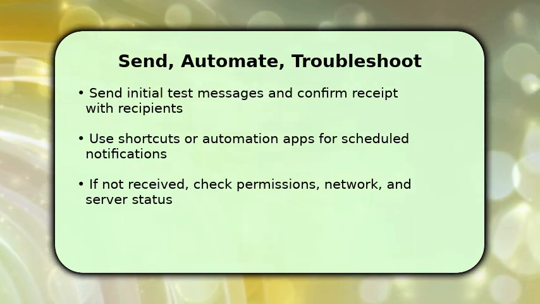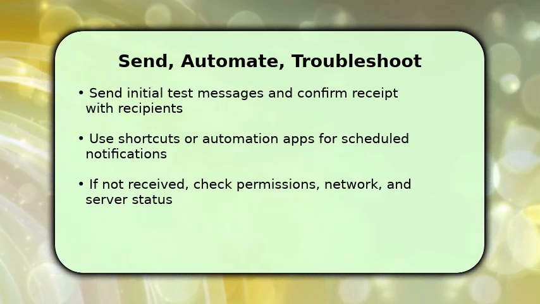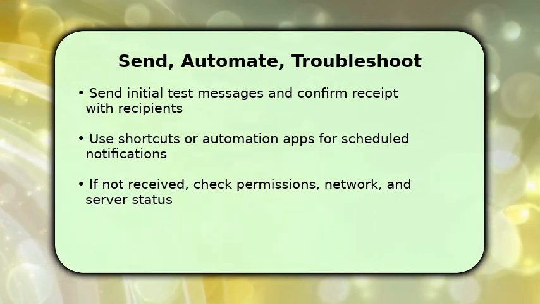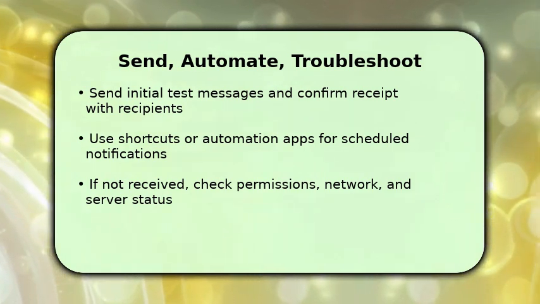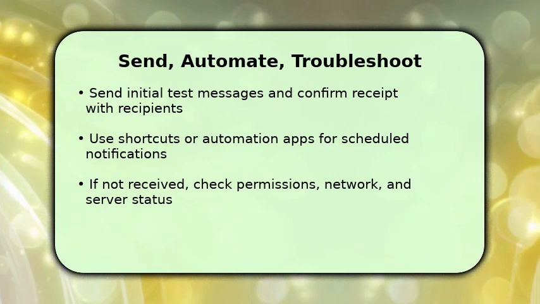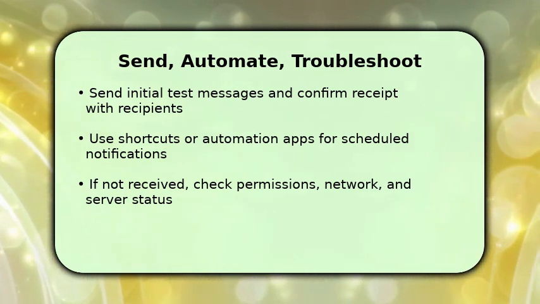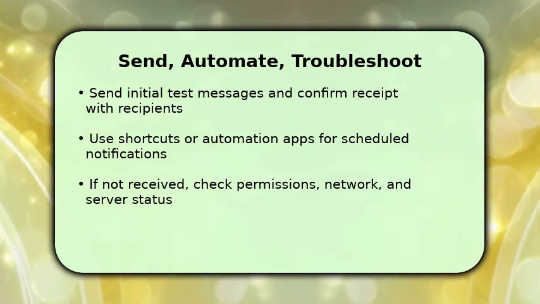If notifications fail, troubleshoot. Check app permissions, background data, and network connectivity, then restart the phone and recheck WhatsApp status. A single checklist like this resolves most issues and keeps your notification system reliable and professional.